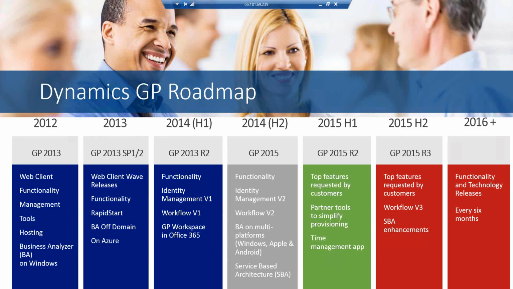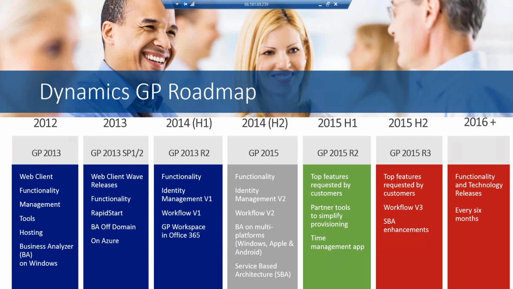So first thing I thought I would do is just give you a sense of the roadmap that Microsoft has released for Dynamics GP. You can see starting in 2012 with the release of GP 2013, and that was December of 2012, there was quite a bit of functionality that was released, and part of that was the web client, and we'll talk a little bit about that as we go through this process. They added new functionality, and they added a tool called the Business Analyzer. I think that's a tool that you should be considering as you look for options for analyzing your business data.